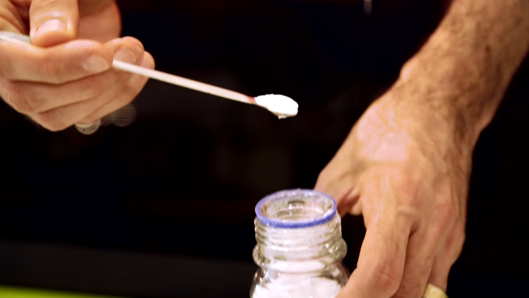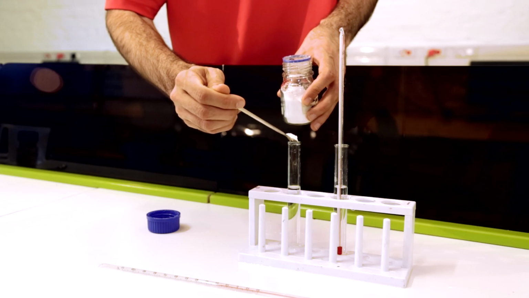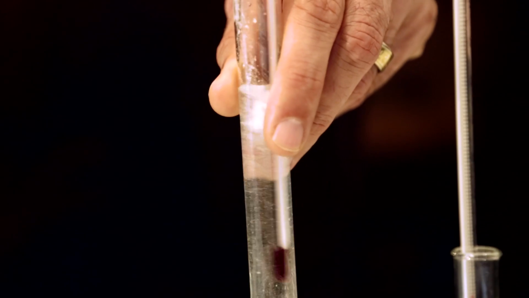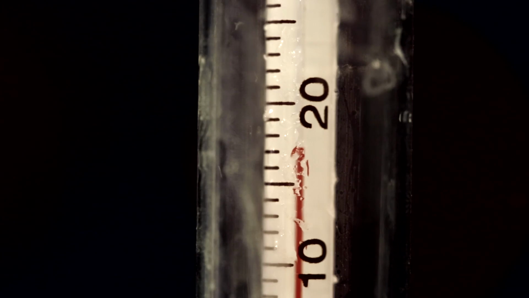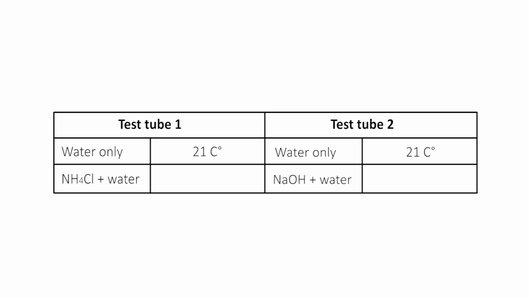Take a spatula of ammonium chloride and add it to the first test tube. Stir using the thermometer. Once the reading on the thermometer settles, record the final temperature. In this case, the final temperature was 17 degrees Celsius.